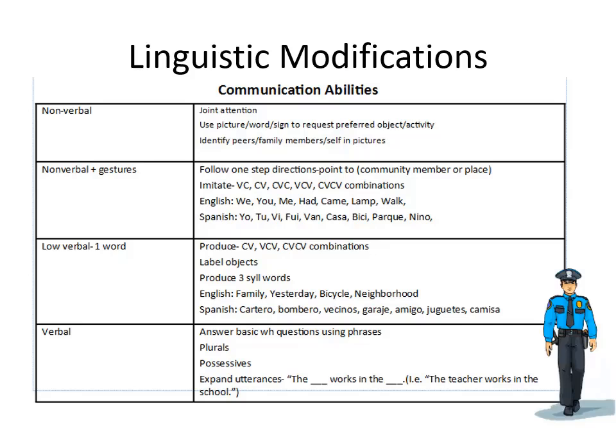The next table is taking into consideration linguistic modifications. So we've broken it up into 4 different linguistic levels. Students who are nonverbal may be working on skills like joint attention. Students that are nonverbal but intentional and communicate with gestures could be targeting following one-step directions or imitating words. And we think about the words that we're going to be using during this lesson ahead of time so that that's planned out for us.